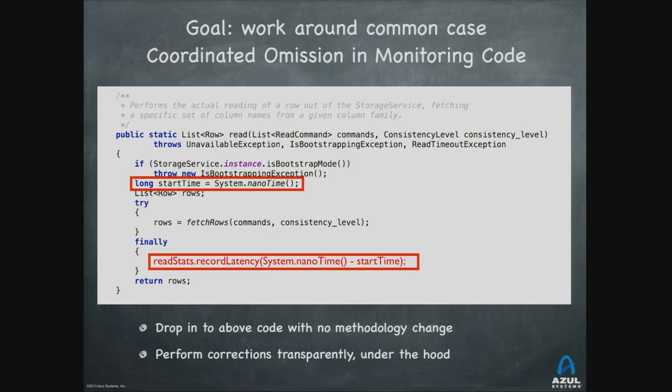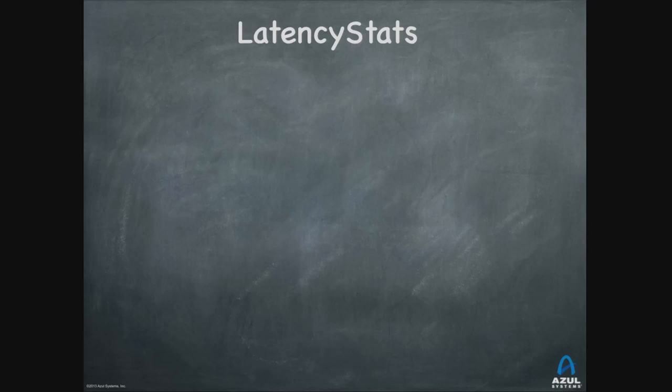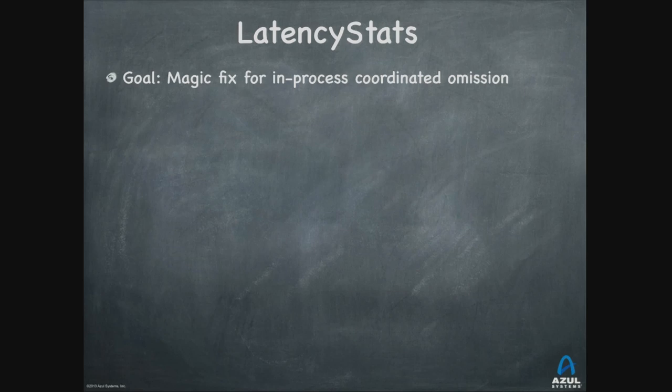The cool thing there is I started off saying I can't do that. So that means I had to try to do that. It's got a little bit of magic in it. It's supposed to be a magic fix for the in-process coordinate omission case, specifically for the case where the process stalls, not where you have a long operation in a pipe, but the process stops, right?